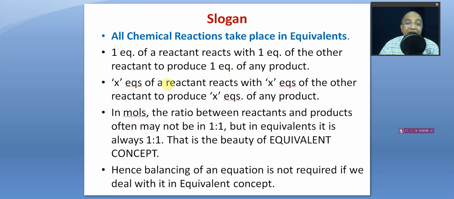So, X equivalents of any reactant will react with X equivalents of the other reactant to produce X equivalents of the product, any product. In moles, the ratio between reactants and products often may not be 1:1. Sometimes after balancing you find 2:3, 1:4, 1:5. That depends on the balancing, the material balance. But in the equivalent concept, it is always 1:1.